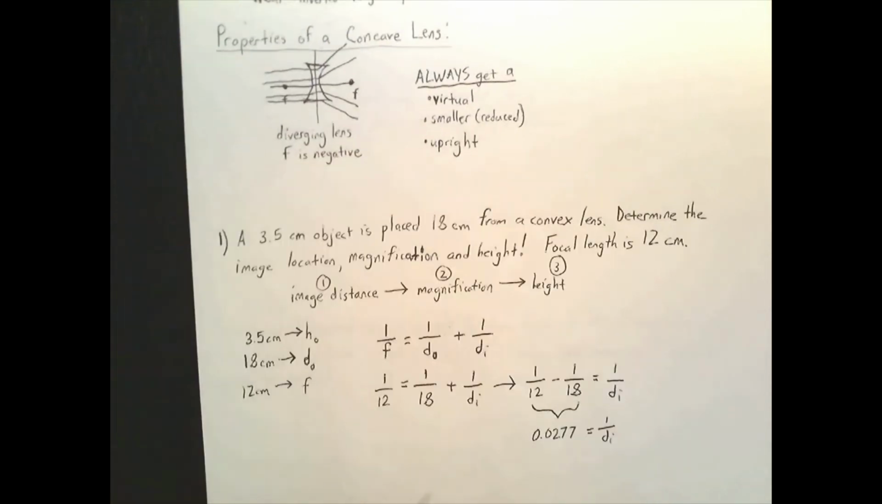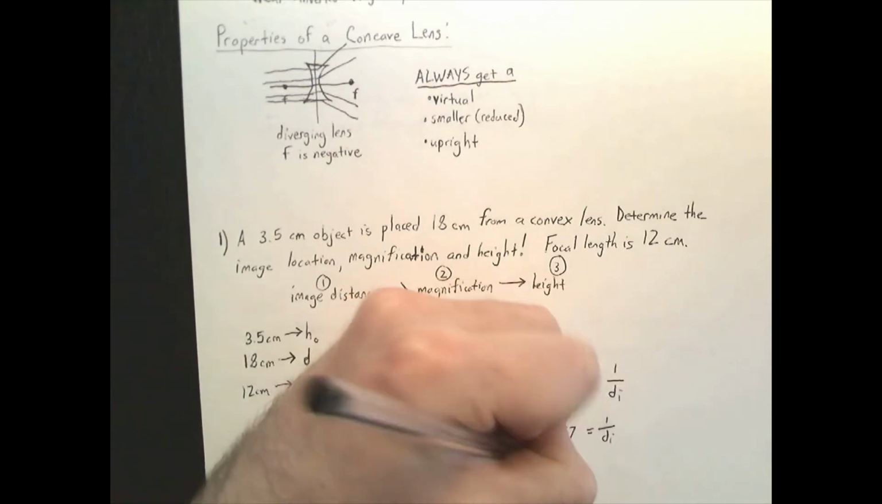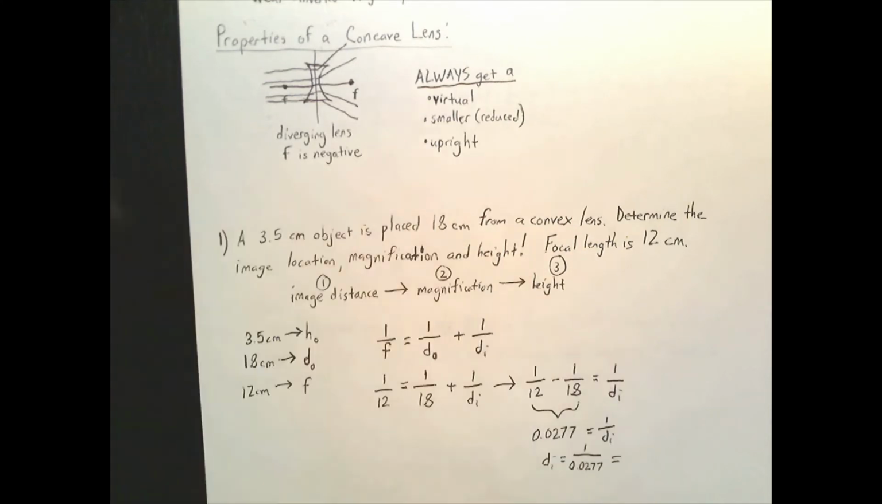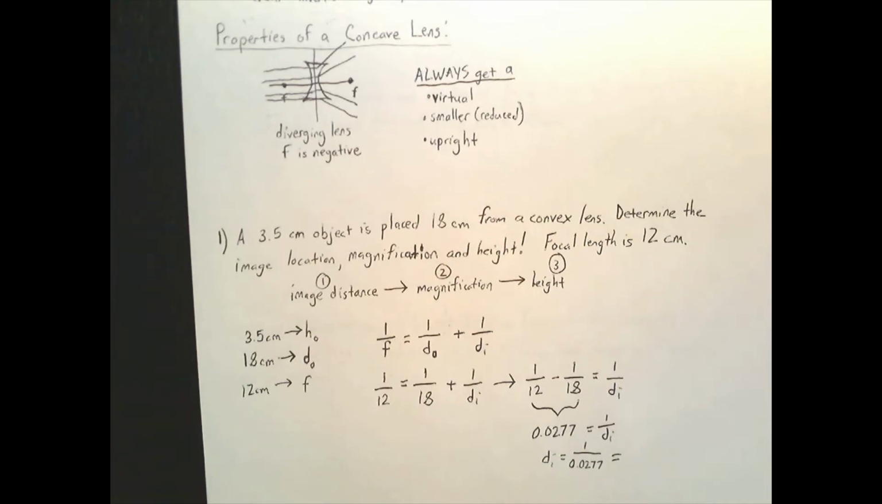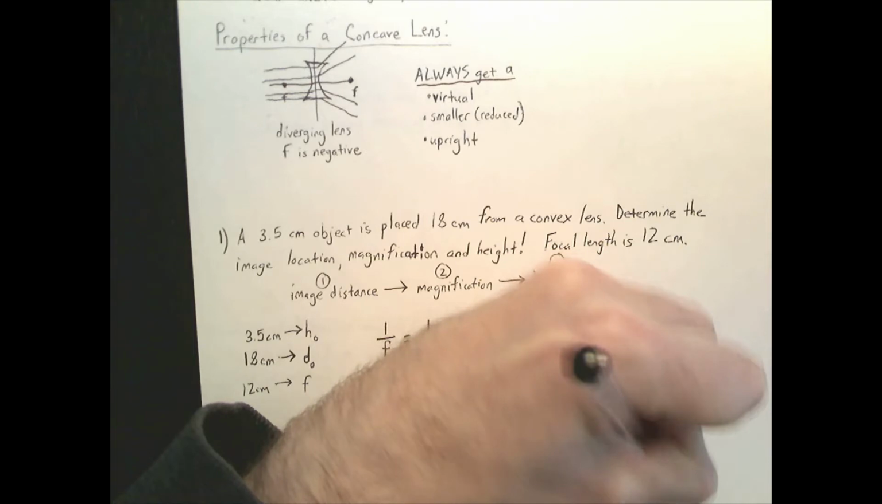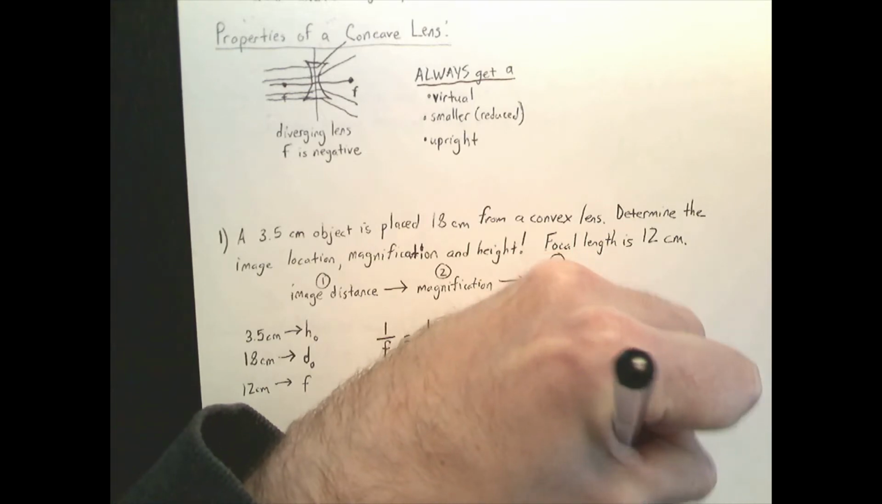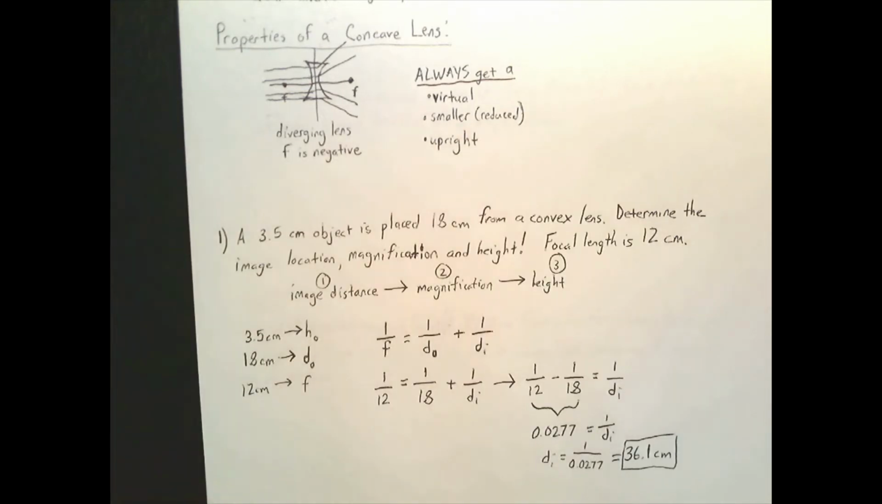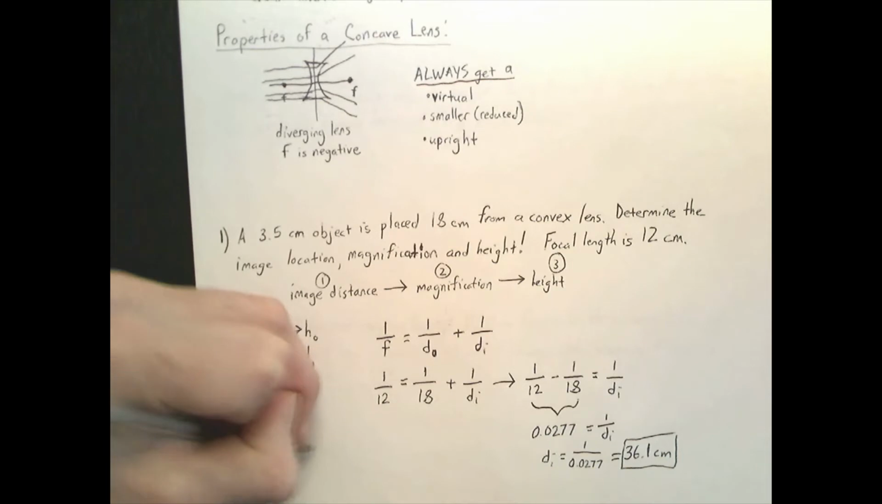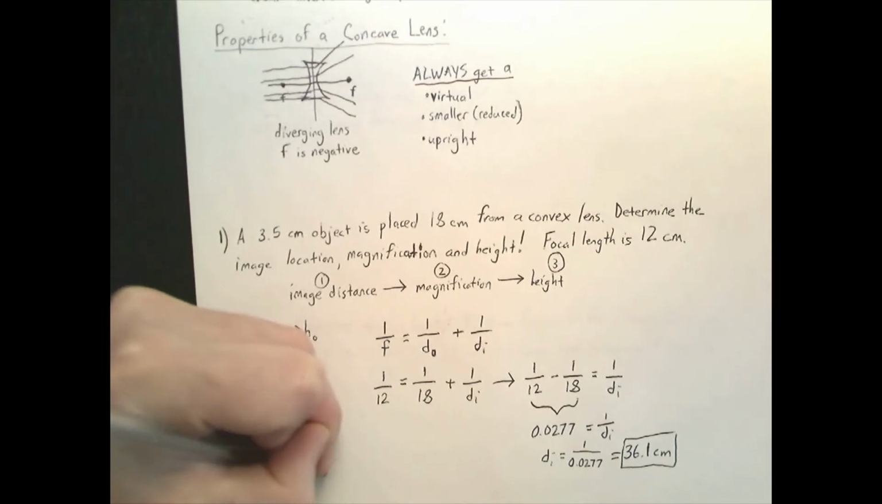So we're not done yet. This is the most important step. We have to flip both sides. So di is equal to 1 over 0.0277, and we get about 36.1 centimeters. So that is our di value. We can now use this to get the magnification by looking at m equals negative di over do.